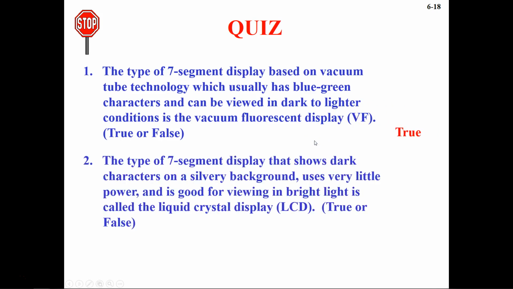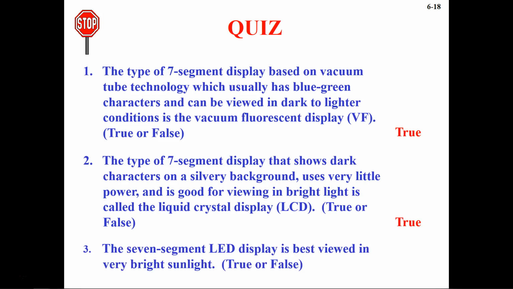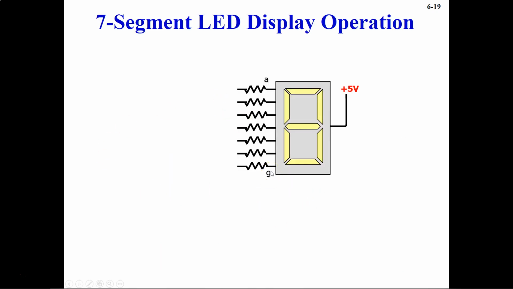And second, the type of segment display that shows dark characters on a silvery background, uses very little power, and is good for viewing in bright light, is called the LCD. Is it true or false? This is also true. And last, the 7-segment LED display is best viewed in very bright sunlight. So this is false, and you might have observed that too. In sunlight, the LED display viewing is not that good when compared to darker conditions.